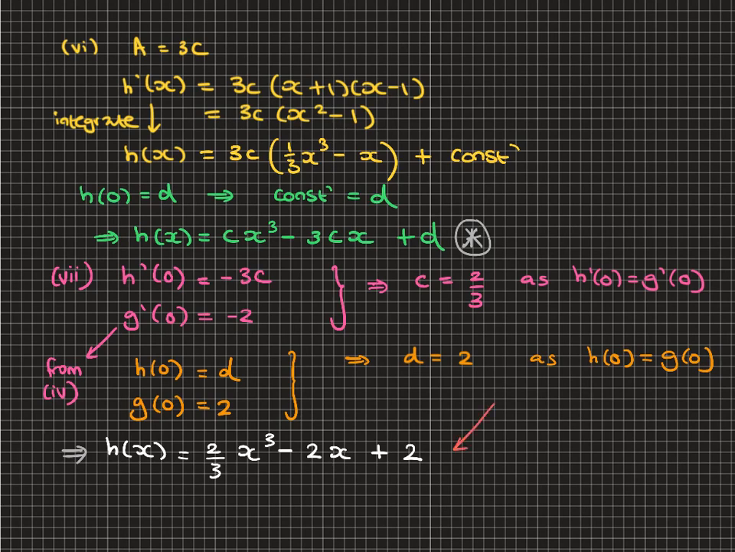So let's just double check this with some other information we have. What does this result here give us for h of 1? So h of 1 would be equal to 2/3 minus 2 plus 2, which would equal, well, 2/3. But that is not equal to g of 1, which we know is equal to 1 from the beginning of the question. So that then tells us that h of x cannot be equal to g of x.